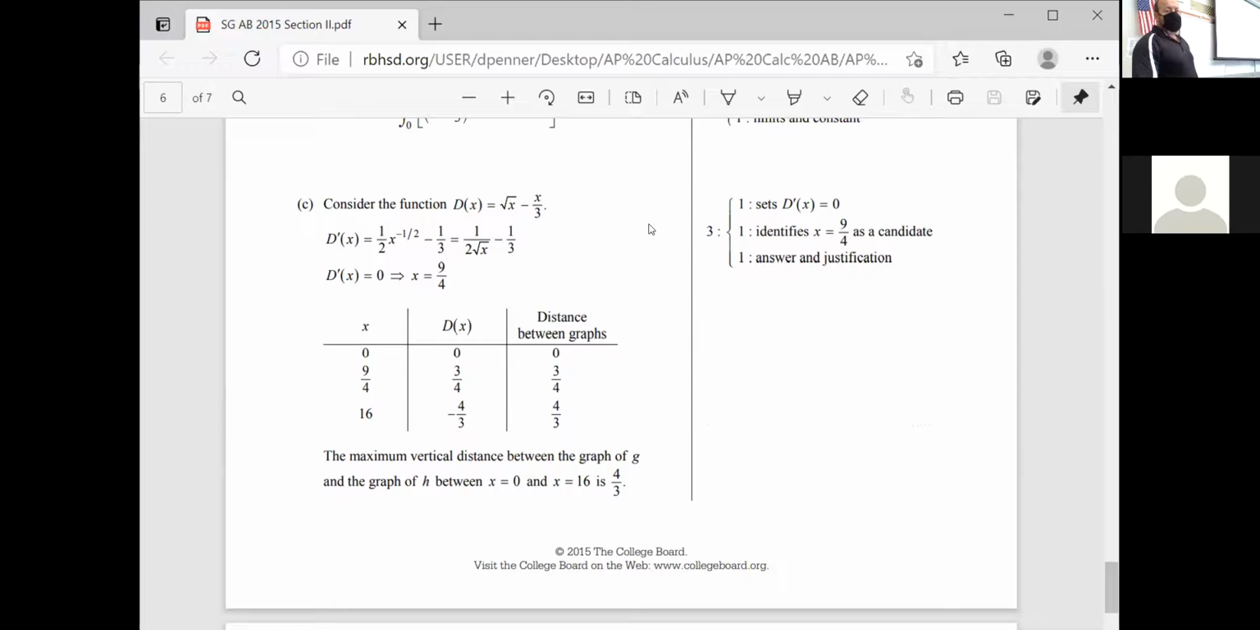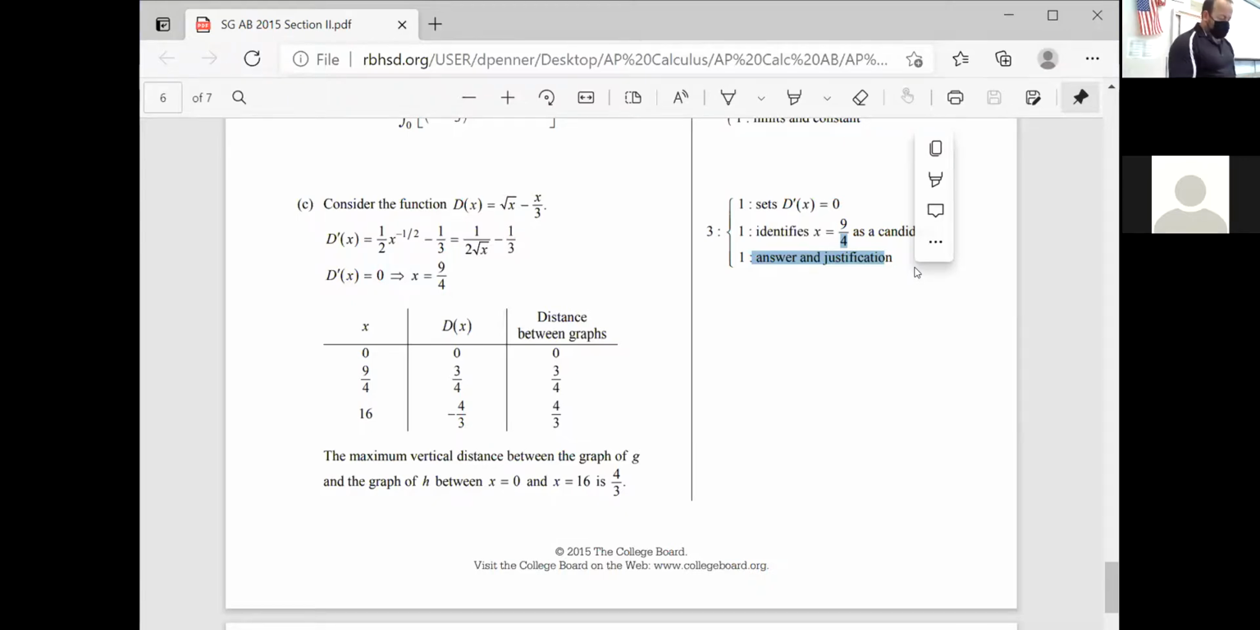So I took the derivative and I set it to 0. Now, by the way, did it say you had to solve it? No. If you took the derivative and you set it to 0, you got 1. If you figured out the number 9/4, you got that one. And then you had to come up with your answer and justification. So, of course, if you never considered 0 and you never considered 16, you are not going to get that part. But that's the cool thing, you still got 2 out of the 3, right? Even if you forgot that you're also supposed to look at the endpoints. That was actually a kind question.